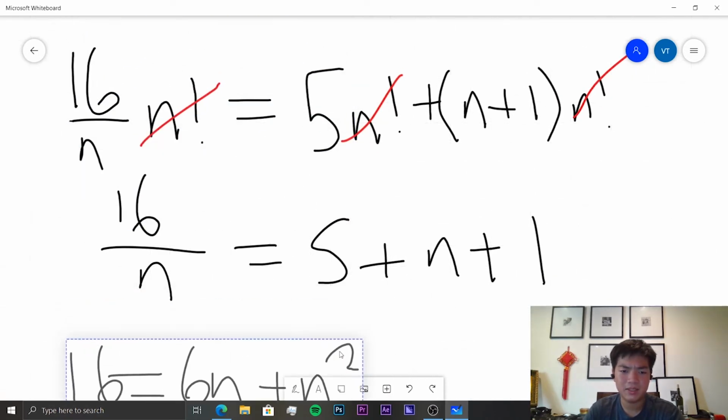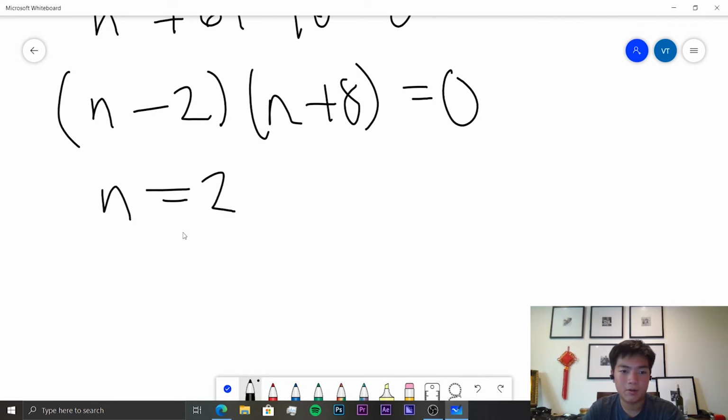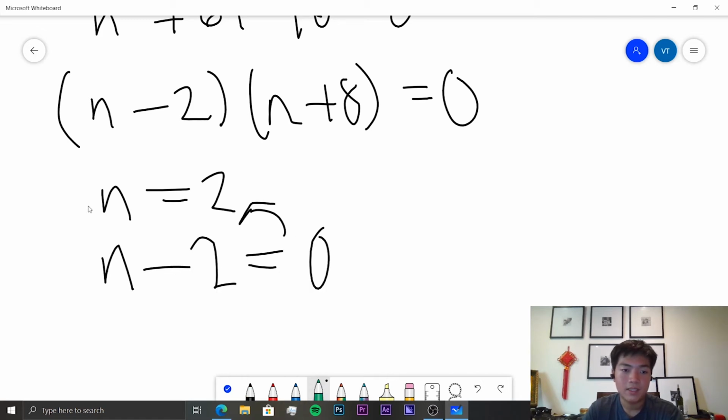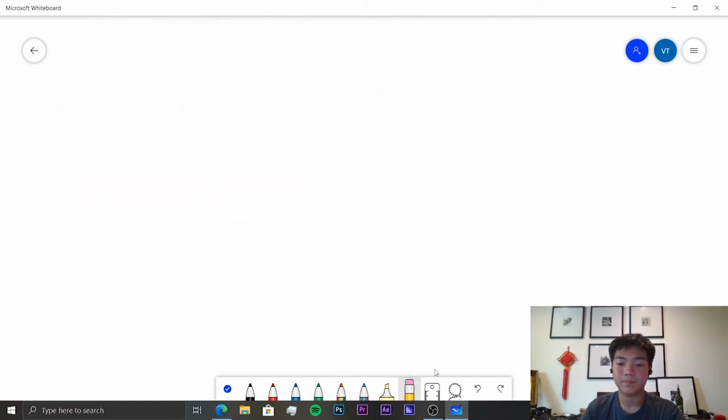So from these results, the only positive integer case of n is when n minus 2 is equal to 0, therefore n equals 2. So that is our final answer, that n equals 2. Okay, let's move on to the next one.